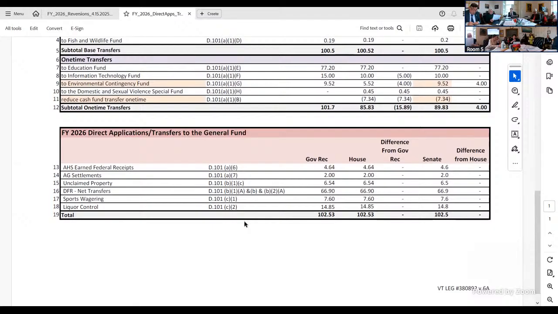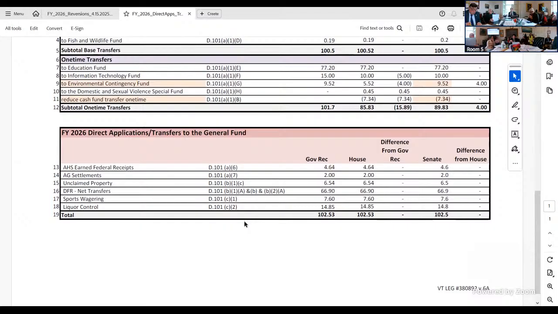The Attorney General settlements, so to the extent the Attorney General has court cases and they reach settlements, $2 million of those funds are transferred to the general fund every year. Is that kind of ongoing, where the AG's office, based on what's going on, decides how much money we can direct over? They make the decision, it's not a formula. Yeah, sort of based on where their financials are working out.